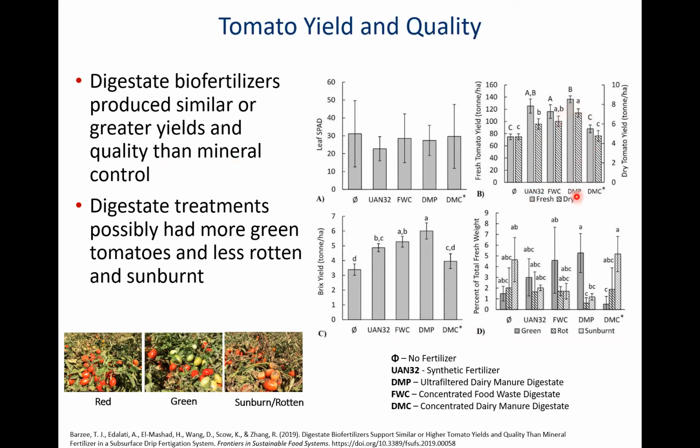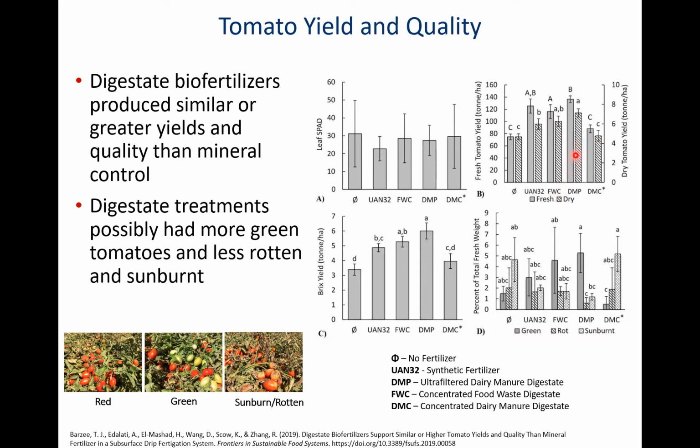This is still the dry manure permeate and the dry manure concentrate. Here this is basically the yield, and very similar to UAN 32, with some of them significant, and for food waste, it is food waste concentrate. Here this is the fresh tomato yield and the dry tomato yield. This is also still somewhat significant. If you look at the fresh, there is no significant difference here between UAN 32 and food waste concentrate.